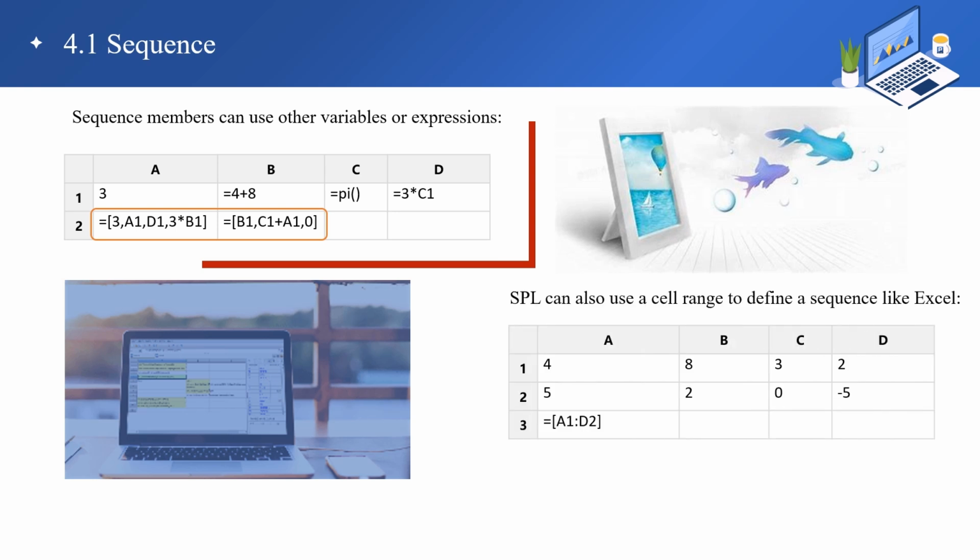SPL can also use a cell range to define a sequence like Excel. A sequence of length 8 is calculated in A3. The members are arranged from left to right and from top to bottom in the order of cells. This sequence is equivalent to 4, 8, 3, 2, 5, 2, 0, -5.